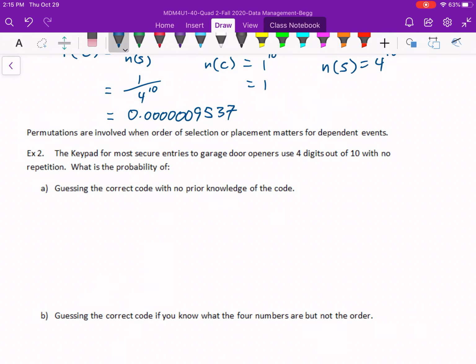Not to worry. The keypad for most secure entries to garage door openers use 4 digits out of 10 with no repetition. So no repetition, okay.